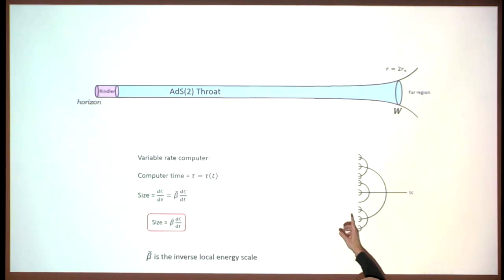As the system moves down through the throat, it comes to different places, and that beta tilde is the inverse temperature of a black hole whose horizon was right at the position that we're talking about. So as something moves down that throat, it experiences different places, and that rate is the temperature of a black hole whose horizon was at the point in question. You'll have to take it from me that that's true. We can call it the inverse energy scale. And so we have an equation. Size is equal to beta tilde dC/dt, t being asymptotic time.